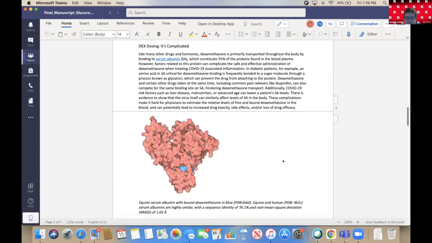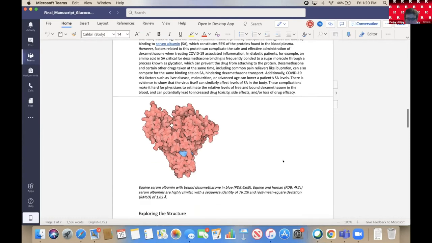Additionally, COVID-19 risk factors such as liver disease, malnutrition, or advanced age can lower a patient's SA levels. There is evidence to show that the virus itself can similarly affect levels of SA in the body. These complications make it hard for physicians to estimate the relative levels of free and bound dexamethasone in the blood and can potentially lead to increased drug toxicity, side effects, and/or loss of drug efficacy.